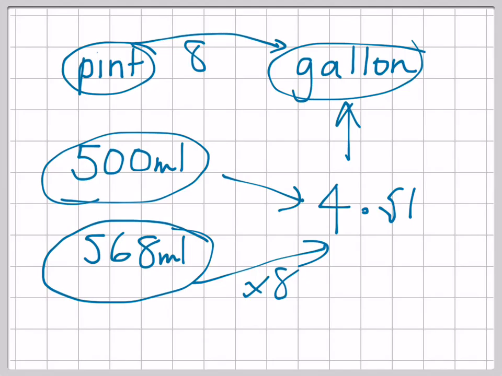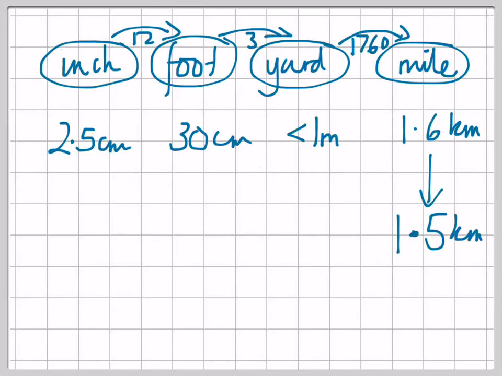I tell you what, the metric system is pretty easy compared to this because you're constantly timesing or dividing by 10, 100 or 1,000. I don't know about you, but I certainly don't know my 1,760 times table.